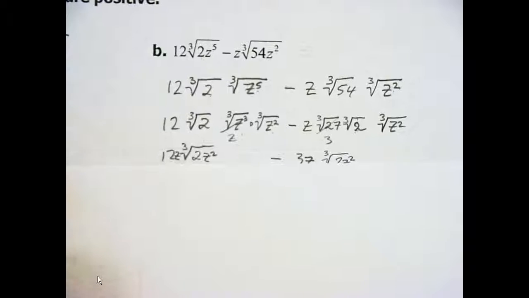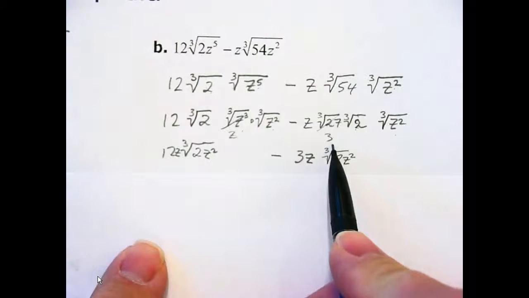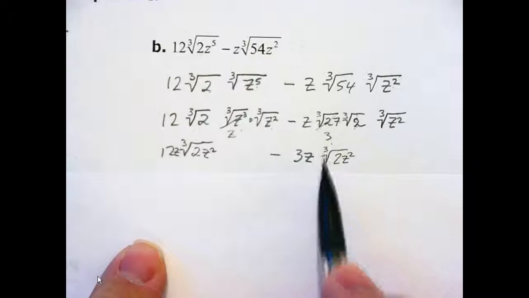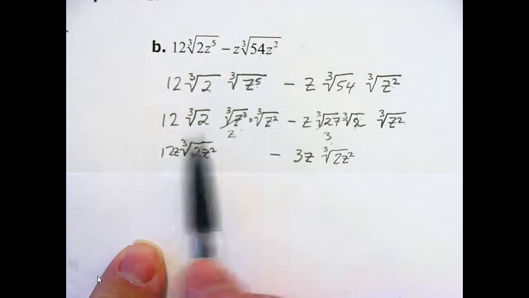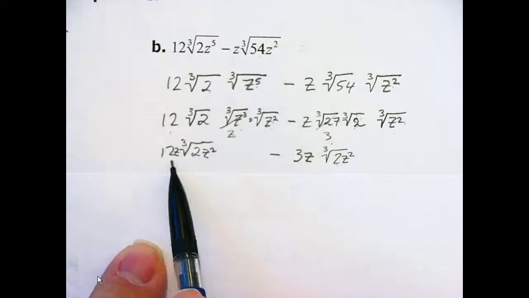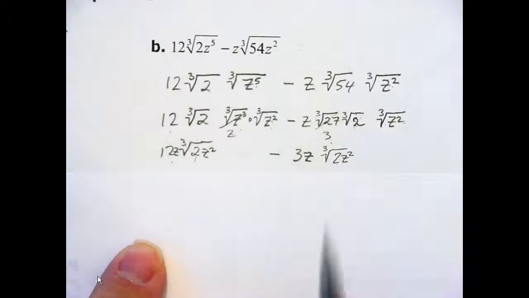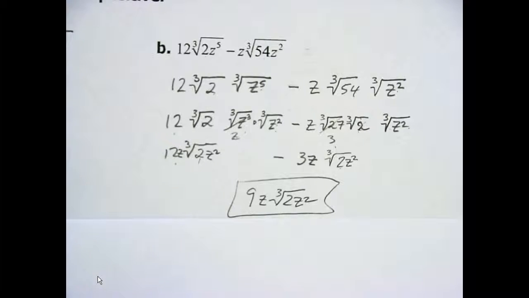So we end up with cubed root of 27 is 3. We get 3z and the cubed root of z squared, or 2z squared. And then 12z and the cubed root of 2z squared. 12z and cubed root of 2z squared minus 3z and cubed root of 2z squared is 9z cubed root 2z squared. That's pretty easy.